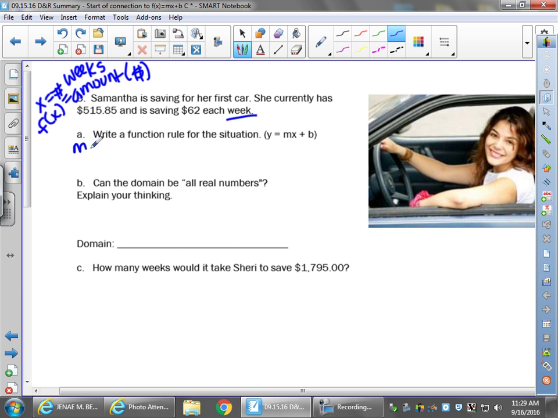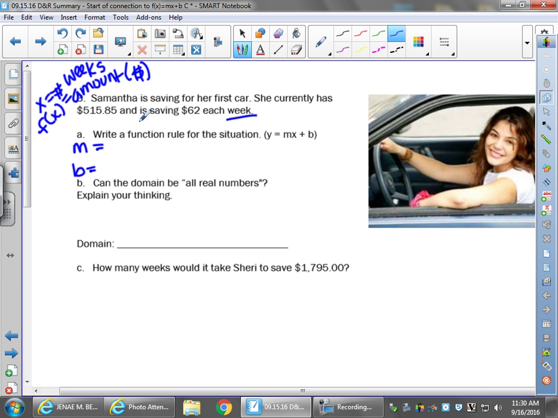We're going to write it. Who remembers what M represents from last year? What's M? Y equals mx plus b. What's M? Starts with an S. Slope. There you go. Also known as rate of change. So can you find me the rate of change here?